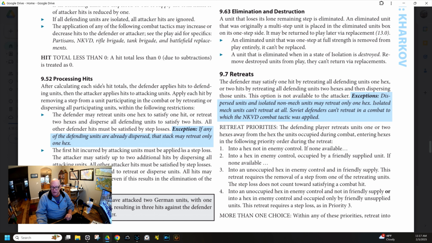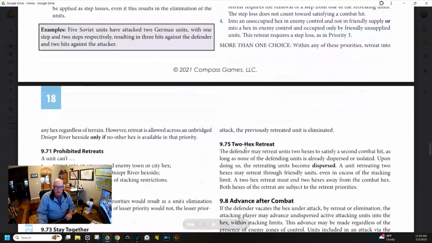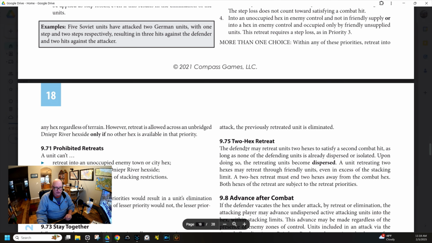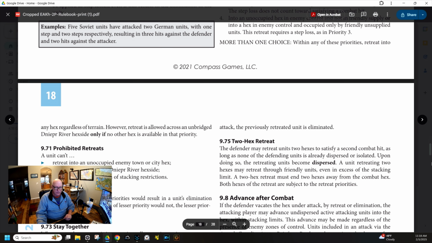More than one choice. Within any of these priorities, retreat into any hex regardless of terrain. However, retreat is allowed across an unabridged Napier River hex side only if no other hex is available in that priority. Prohibited retreats. A unit can't retreat into an unoccupied enemy town or city hex. It can't retreat across a blocked Napier River hex side, and it can't end its retreat in violation of stacking restrictions.